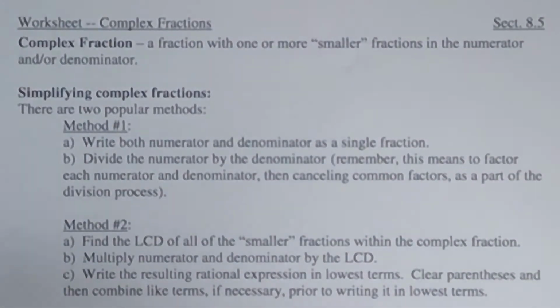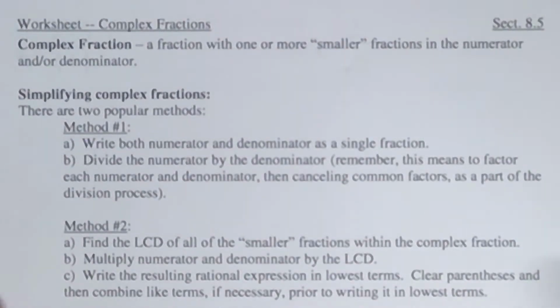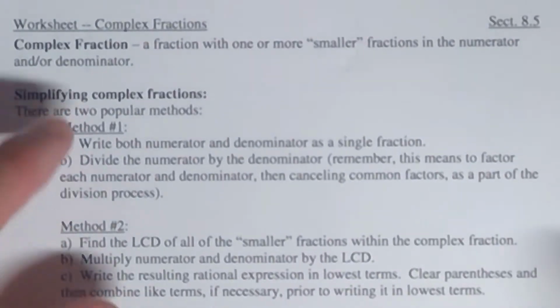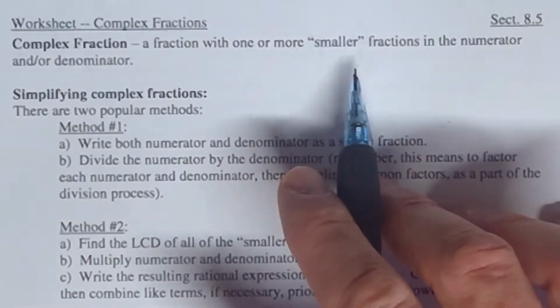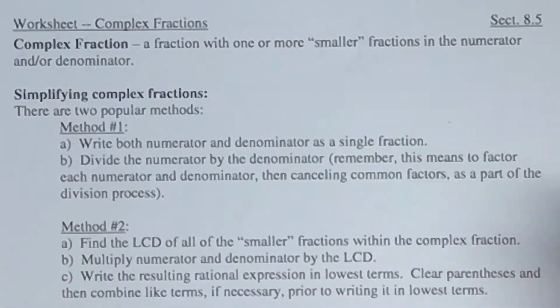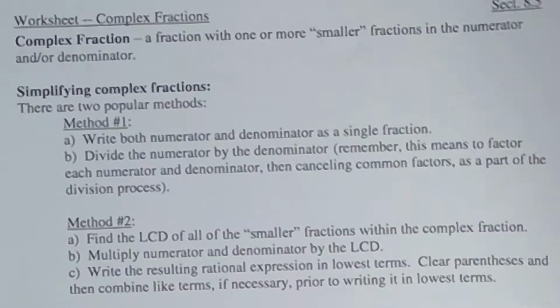Complex fractions combine a lot of the things we've learned in the early part of chapter 8, but let's talk about right now exactly what a complex fraction is and what we need to do in these problems. So first of all, a complex fraction is a fraction with one or more smaller fractions in the top and the bottom, the numerator and denominator. Let me show you what I mean by that.